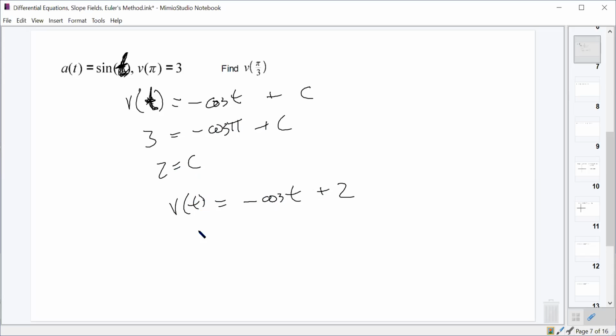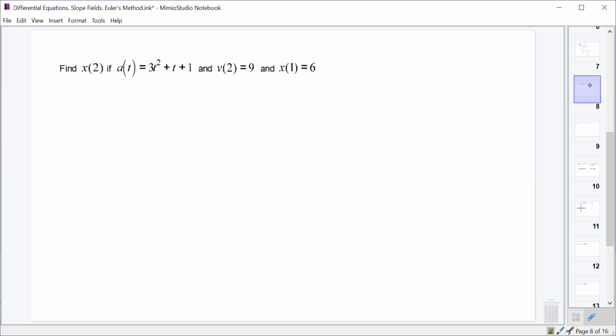And then if we want v of pi over 3, it's negative cosine pi over 3 plus 2. Cosine of pi over 3 is what? Half. So that's -1/2 plus 2, or 3/2. Pretty straightforward. I would hope really, really easy so far.